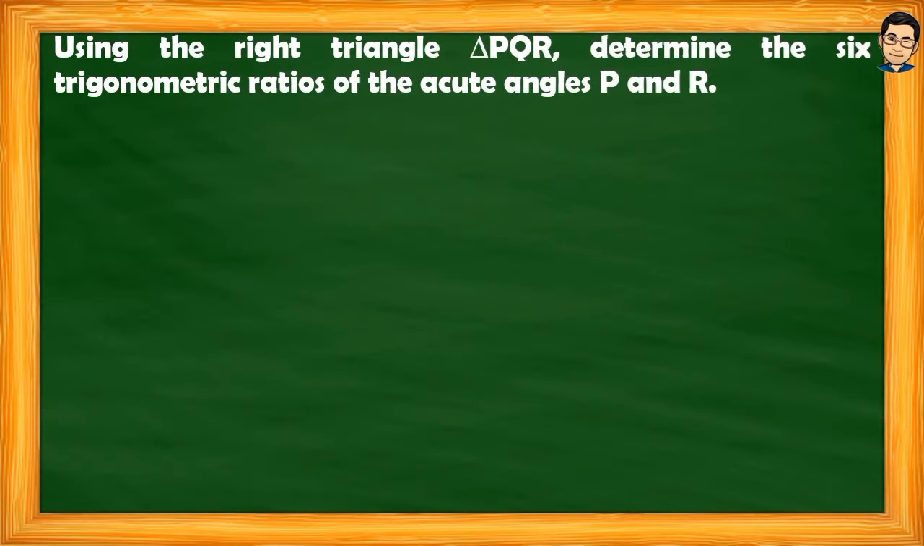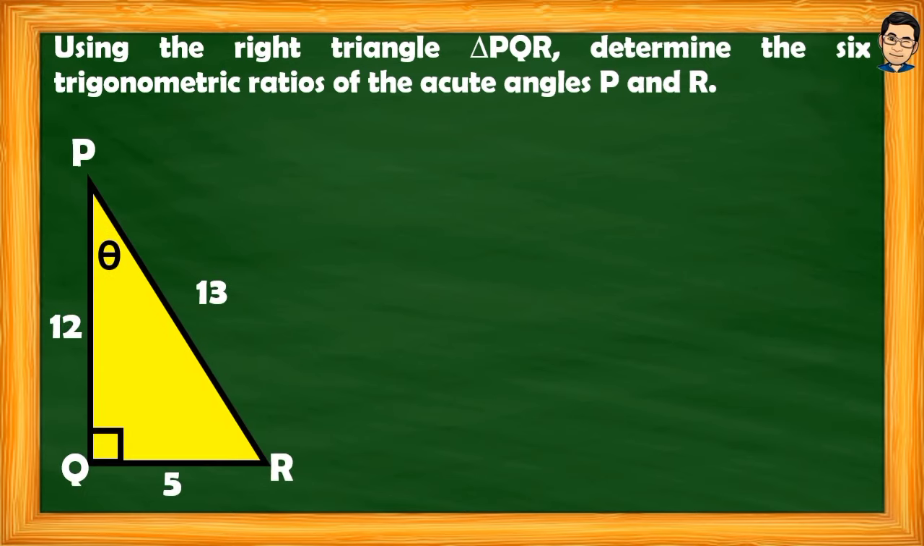So, using the right triangle PQR, determine the 6 trigonometric ratios of the acute angles P and R. Okay, so dito, dalawa yung acute angles natin para mas mapakita ko sa inyo yung theta. Para hindi kayo nalilito sa pag-determine ng opposite side, adjacent side, syempre sa hypotenuse, hindi naman kayo malilito, kasi hindi naman yan nalilipat ng posisyon. Kasi yung opposite natin tsaka adjacent side, nakabase po yan kung nasaan yung theta.